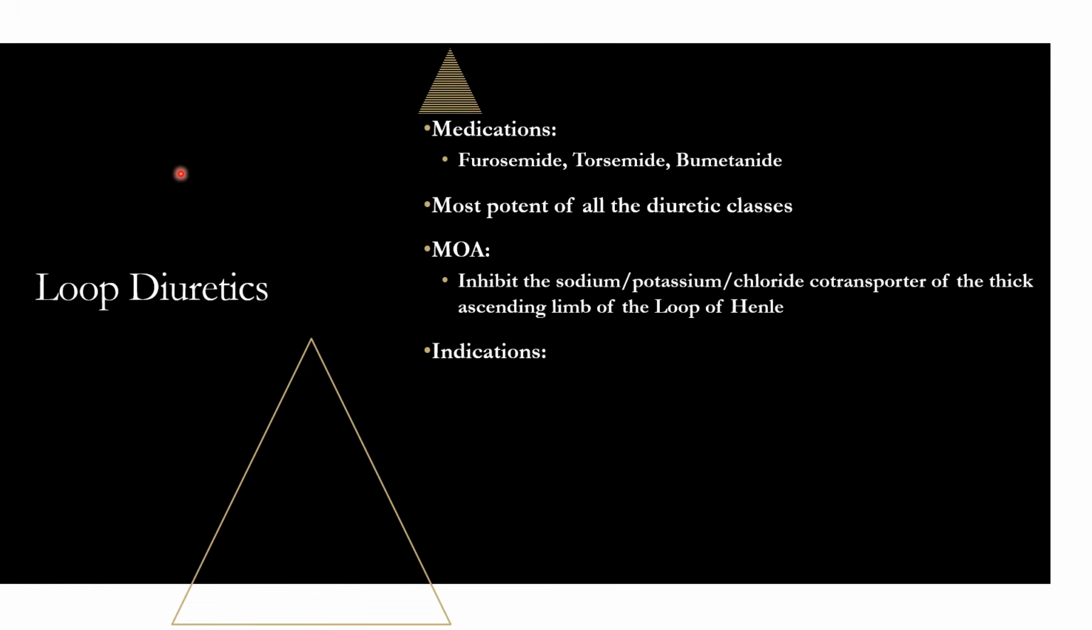Now, the indications, you can use this for hypertension. It's not first line, but really the main thing you're going to see loop diuretics used in is edema, pulmonary edema, peripheral edema, patients with CHF that have all of this excess fluid. Like I said, these are the most potent of the diuretic classes. They pull the fluid off of the body really well, and they work really well for decreasing excess fluid in the body. So that's one of the main uses you'll see for these loop diuretics.